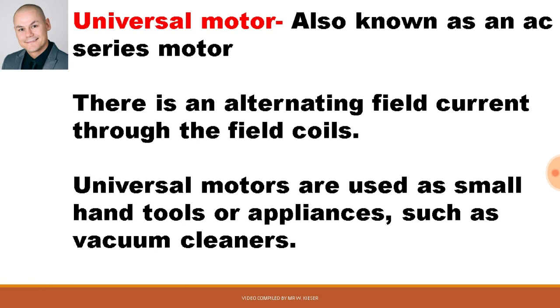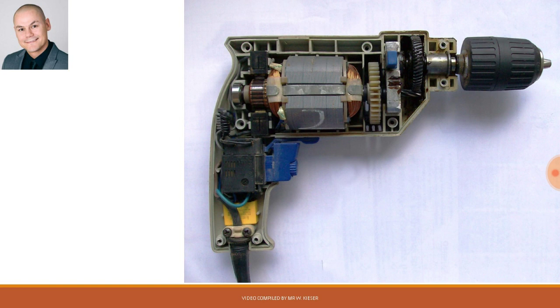Now, the universal motor is also known as the AC series motor, which means it has the same load characteristics as the DC series motor. So the universal motor can operate off both AC and DC. Here we have an illustration of a hand drill and the universal motor inside.